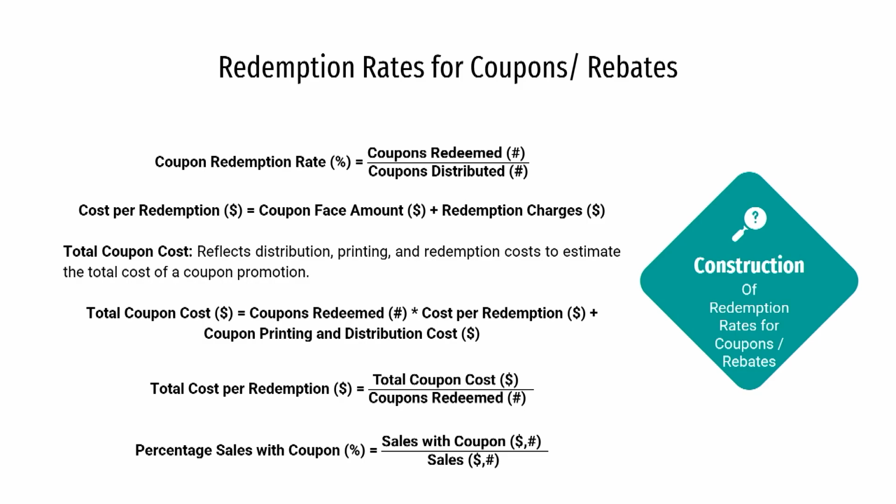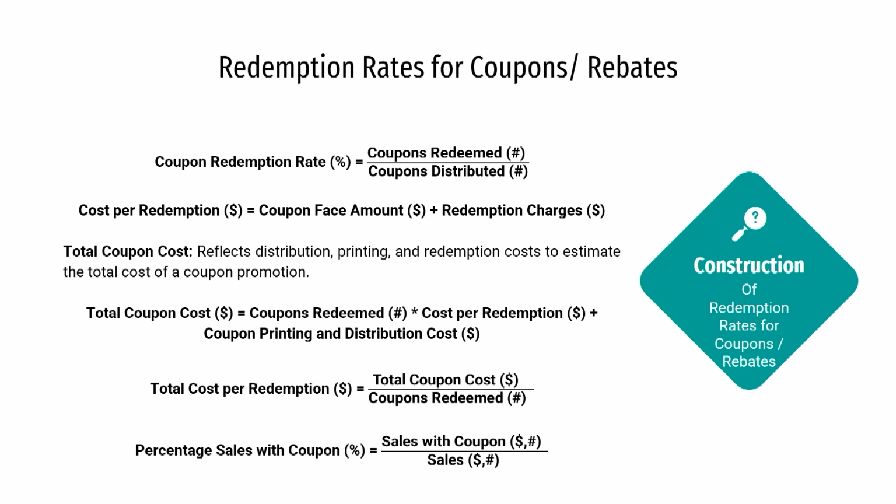Total coupon cost will be coupons redeemed multiplied by cost of redemption plus coupon printing and distribution cost, right. Because coupon printing and distribution cost are fixed costs, and the rest of the costs are variable costs, which depend on the number of coupons redeemed. So, this variable cost multiplied by the number of coupons redeemed plus the cost of distribution plus the cost of printing will give me the overall cost associated with this coupon promotion.